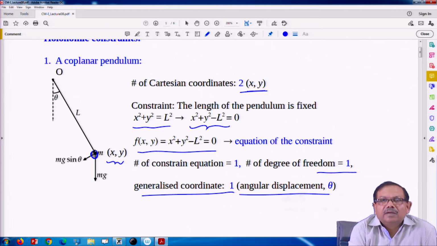So, the point is, if there is a constraint, the number of coordinates required to specify the position of the system becomes more than the actual degrees of freedom of the system. So, you can reduce these coordinates using these constraints.